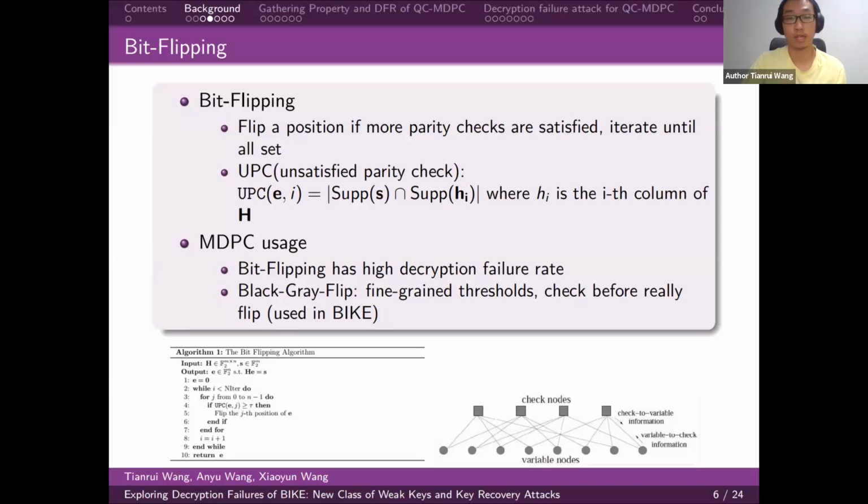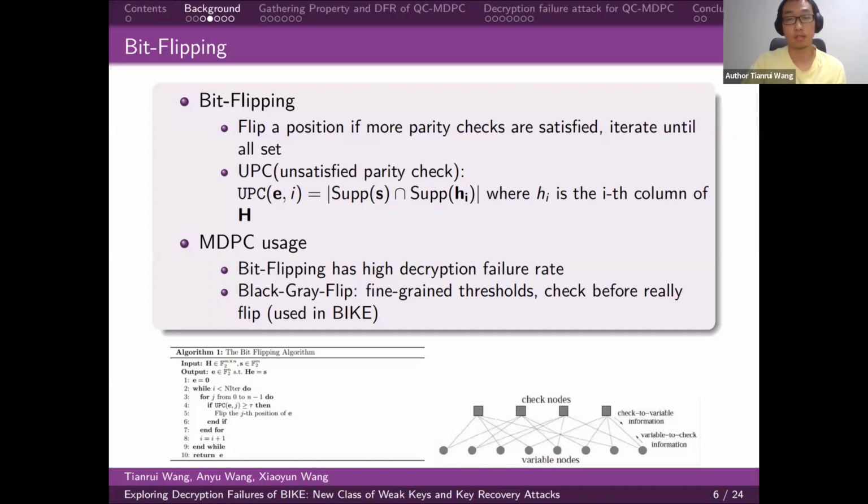Positions are flipped if such an action results in more satisfied parity checks. After each position is processed, the outcome of HE is updated. This iteration continues until reaching the maximum specified iteration count. Whether a position is flipped is related to the UPC number. In the right picture, each variable node corresponds to a position of vector E. They are connected to several check nodes of vector S. The UPC number represents the count of unsatisfied check nodes, and the vector E is initialized as a 0 vector.